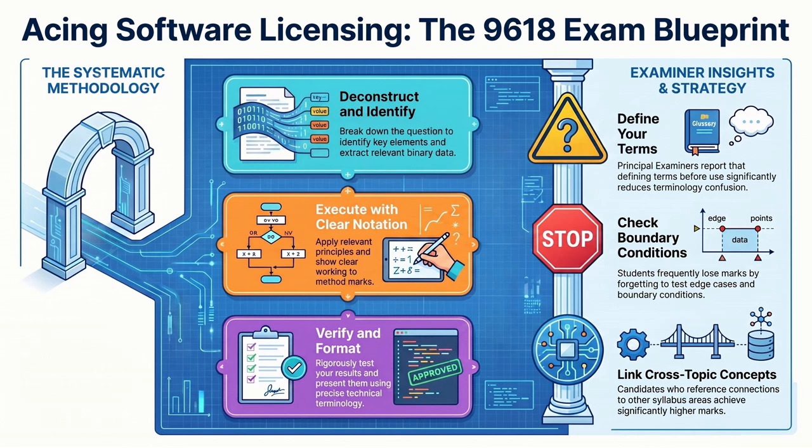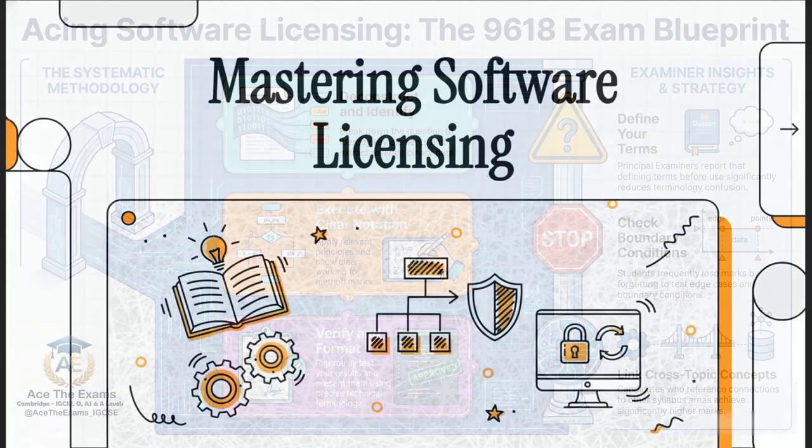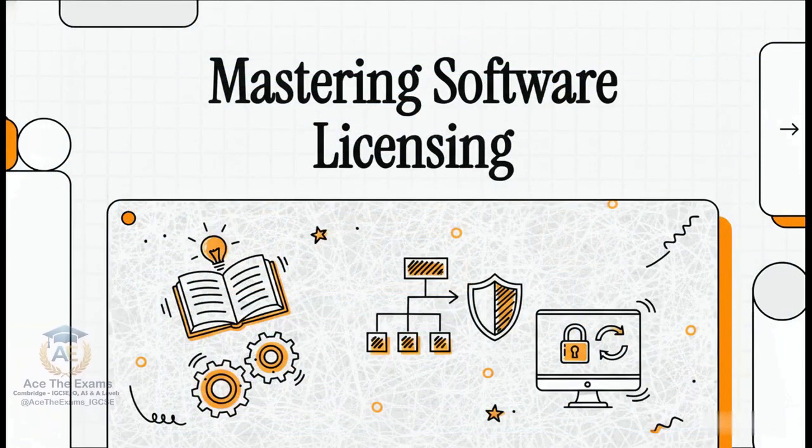Picture this. You're sitting in the exam hall. The clock is ticking down. You open up your Cambridge Computer Science 9618 paper, and right there, staring back at you is a massive multi-part question on software licensing and the Free Software Foundation.